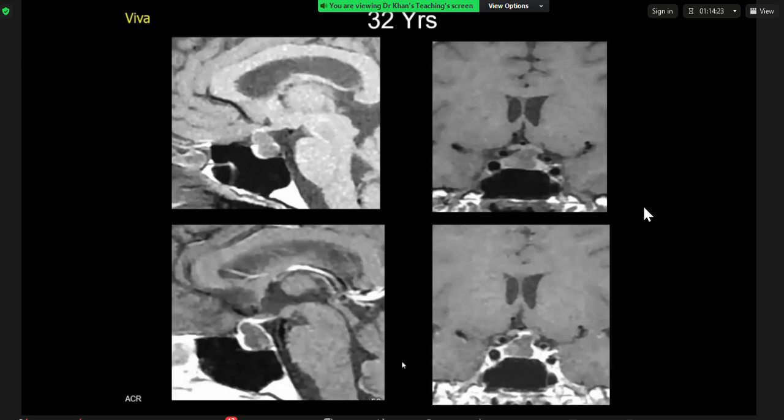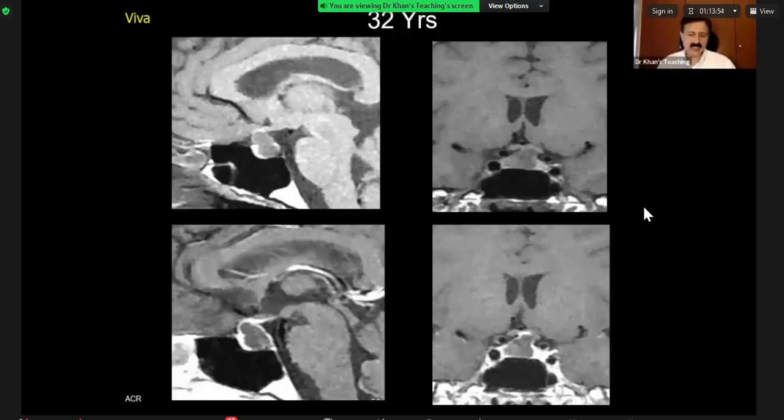Yeah, so it's a tissue within the sella which is extending superiorly, just touching the chiasm, but not extending beyond it. So it doesn't appear like a macroadenoma. It appears smaller than 10 millimeters. So again, I'm thinking whether it is a microadenoma in a 32-year-old.